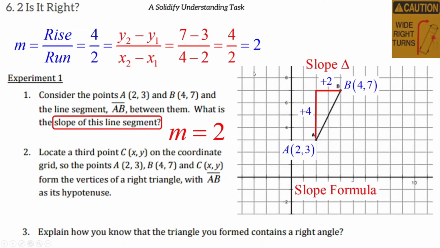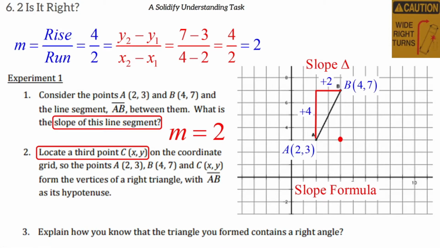Now, locate a third point C with coordinates (x, y) on the coordinate grid. So the points A (2, 3), B (4, 7), I'm glad those agree to our points right there, and C, coordinates (x, y), form the vertices of a right triangle with segment AB as its hypotenuse. So I see a right triangle in my picture right now with my slope triangle, but let's draw another right triangle below that uses AB as its hypotenuse, but we'll put C below segment AB. So I think C would go right here.